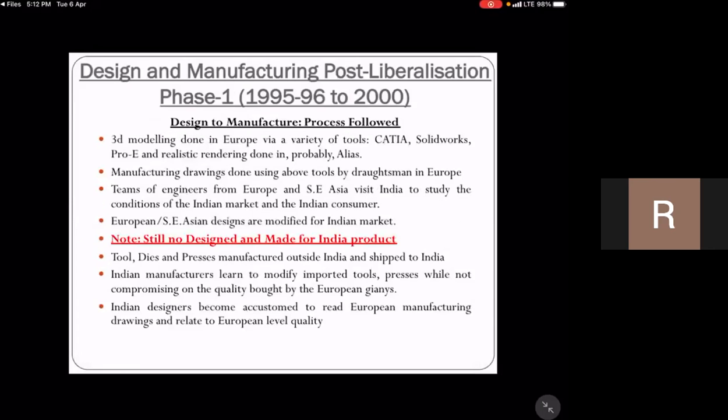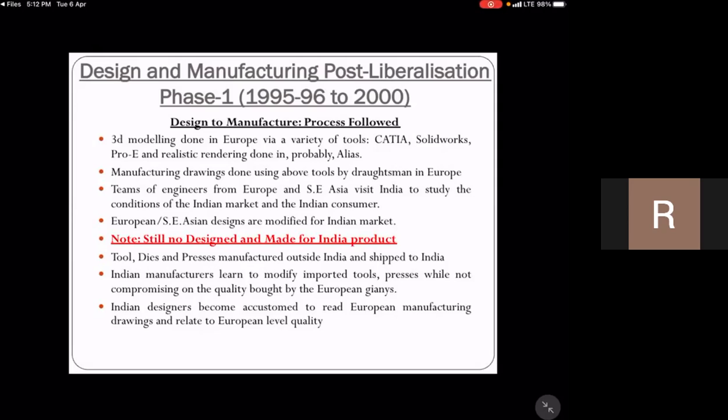The path followed during the post-liberalization era, from design to manufacture, would be: they would design in 3D modeling, using a variety of European tools or American tools, CATIA, SolidWorks, Creo. These are the common suspects, actually. We'll be talking about a lot of these softwares over the course of this presentation. But the modeling was done in Europe, mainly using these. Then manufacturing drawings were done in Europe by draftsmen over there.